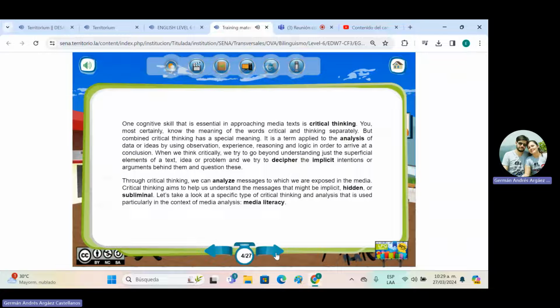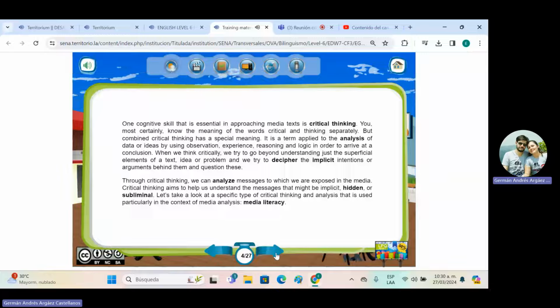One cognitive skill that is essential in approaching media text is critical thinking. You most certainly know the meaning of the words critical and thinking separately. But combined, critical thinking has a special meaning. It is a term applied to the analysis of data or ideas by using observation, experience, reasoning, and logic in order to arrive at a conclusion. When we think critically, we try to go beyond understanding just the superficial elements of a text, idea, or problem, and we try to decipher the implicit intentions or arguments behind them and question these. Through critical thinking, we can analyze messages to which we are exposed in the media. Critical thinking aims to help us understand the messages that might be implicit, hidden, or subliminal.